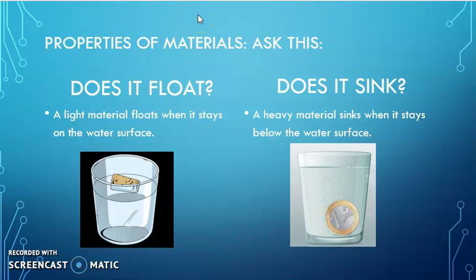Another important question we can ask and answer to describe a material is, does it float or does it sink? Just like for example, look at the picture here. We have a glass of water, and inside this is a cork. So when you put the cork on the surface of the water, it will stay on the top of the water because it is light. So it will float on the surface of the water.